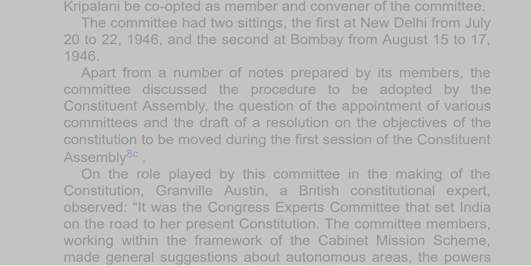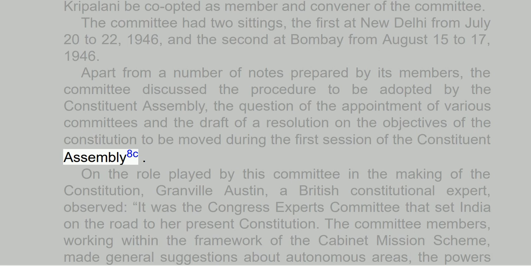The committee had 2 sittings, the first at New Delhi from July 20 to 22, 1946, and the second at Bombay from August 15 to 17, 1946. Apart from a number of notes prepared by its members, the committee discussed the procedure to be adopted by the Constituent Assembly, the question of the appointment of various committees and the draft of a resolution on the objectives of the Constitution to be moved during the first session of the Constituent Assembly.